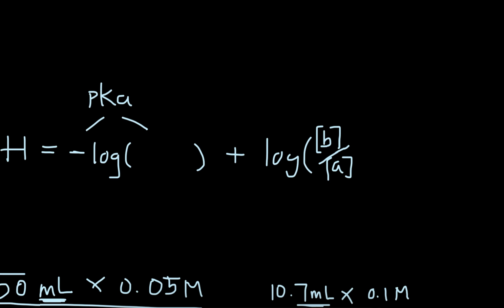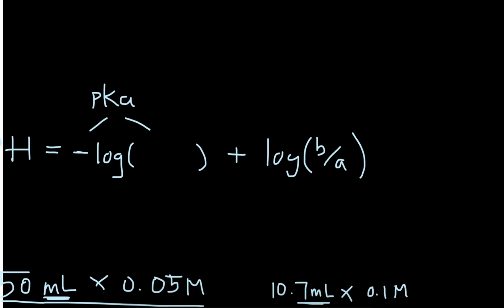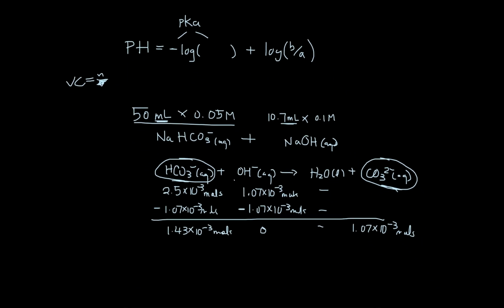but since they are in the same volume, these will cancel out. Only in the Henderson-Hasselbalch equation can you cancel out the volume. If you're using other equations, don't leave out the volume, because if you mix these two together, the total volume would be 50 milliliters plus 10 milliliters. So that's going to be around 60.7 milliliters. Okay, so if you're actually looking for the concentration for other equations, this would be the total volume you use.